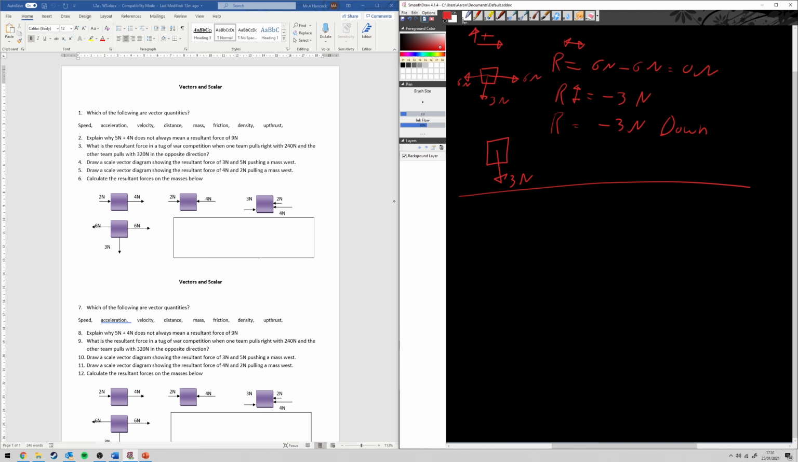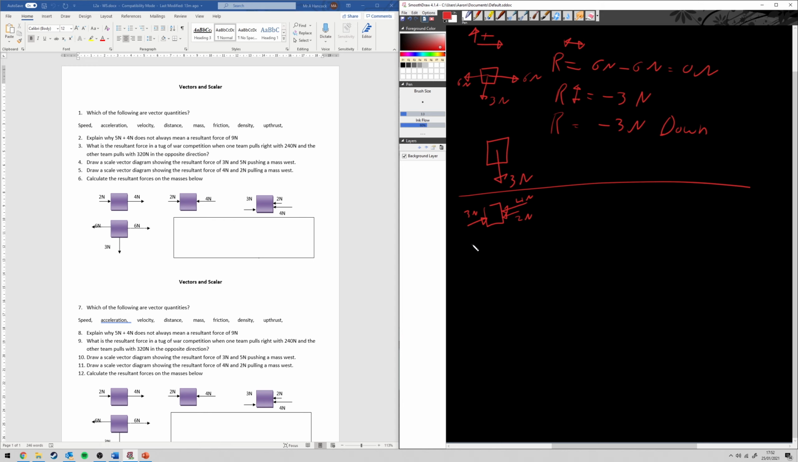Let's have a look at this one here. So I'm going to draw my box again. I have got a force going that way for 3 newtons. Now again, it doesn't matter if the force comes to the middle or points inwards, it's still the same thing. We've got one force there that says 4 newtons. We've got one force there that says 2 newtons. Notice how on the diagram the arrows are shorter depending on the size.